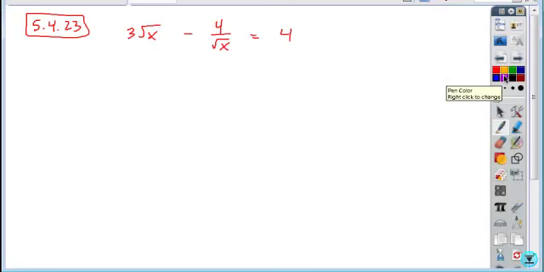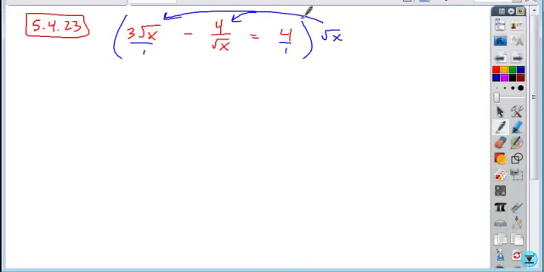The first thing that I would do in this problem is get rid of my fraction. In order to get rid of your fraction here, if you think of all of these in terms of fractions, I can multiply every single term by the LCD of every fraction involved. There's only one factor in any denominator here, and that's root x.